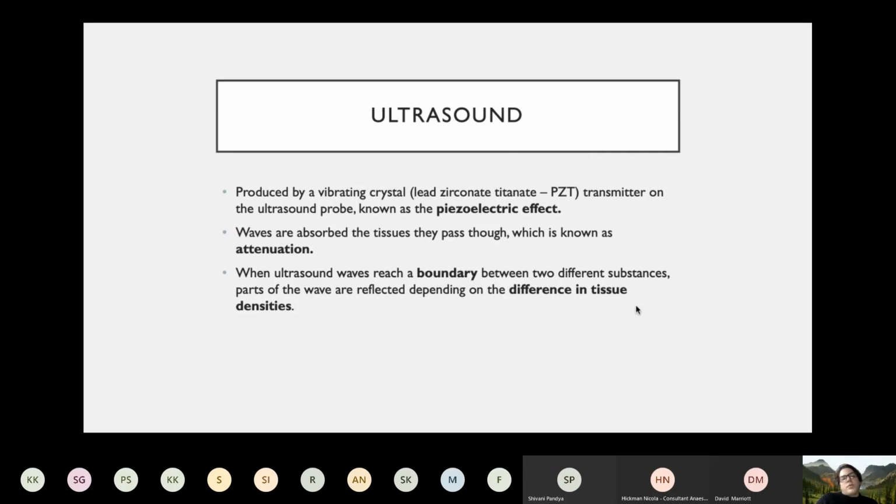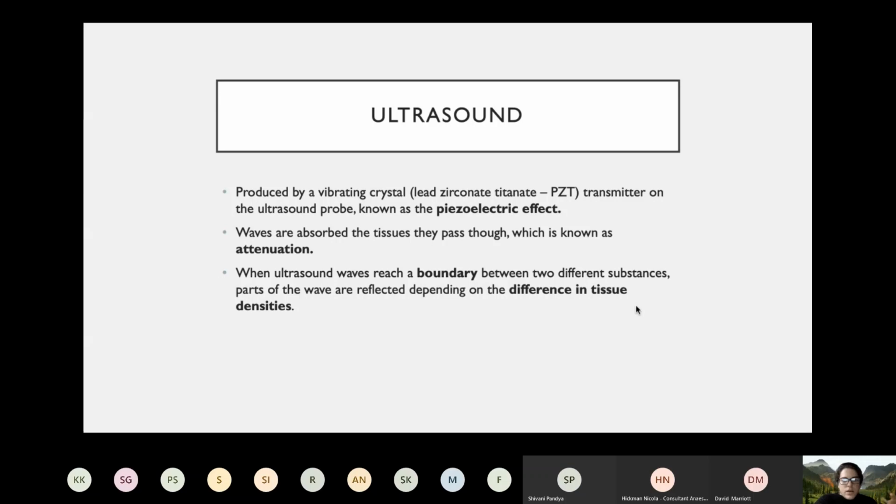Waves that are produced by these crystals are absorbed by the tissue and pass through the tissues. The more tissue they pass through, or the higher the density, the more the amount of waves that continue reduces. This term, attenuation, refers to the loss of sound waves as they pass through tissue, and there are lots of different mechanisms by which this happens, which we'll go into in more detail. Then they get reflected back to the probe, and the probe produces an image.